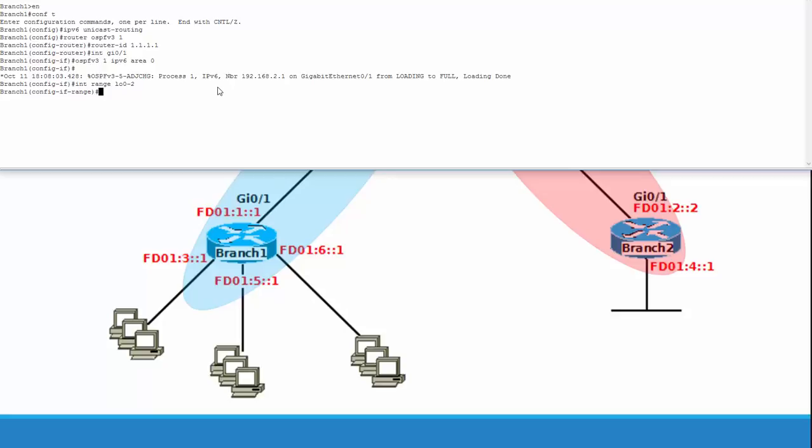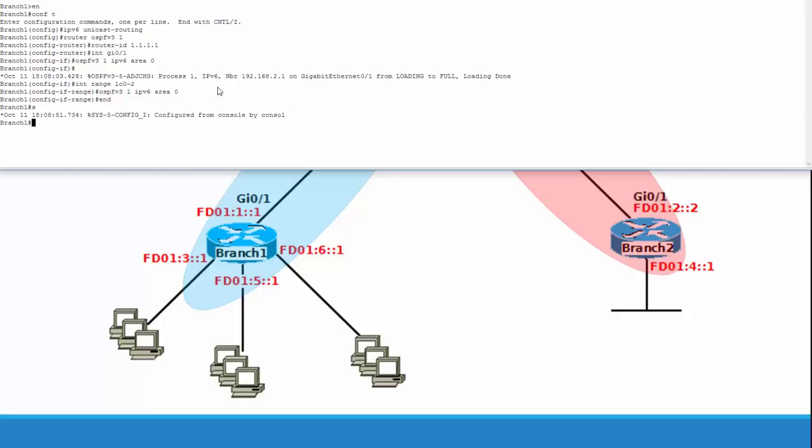or we can just hit the up arrow. I just wanted you to see it again. So again, OSPFv3 process 1, IPv6 area that the loopbacks are in is 0. And that's all there is to it. Okay.